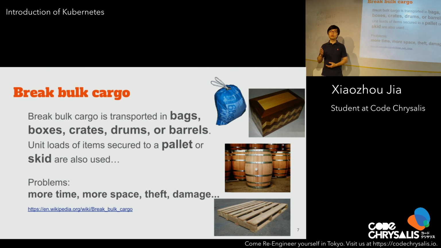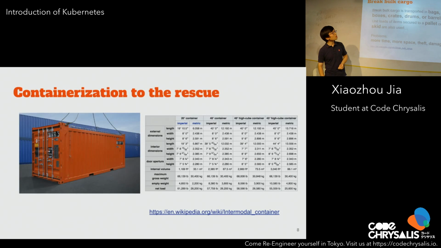And the problem is so easy to see. For example, it usually takes more time to load and unload. Actually, it's normal that a ship can spend more time on dock just loading and unloading compared to the time it spent on the ocean. And it took more space, and things got stolen and damaged. You can imagine what came after this.